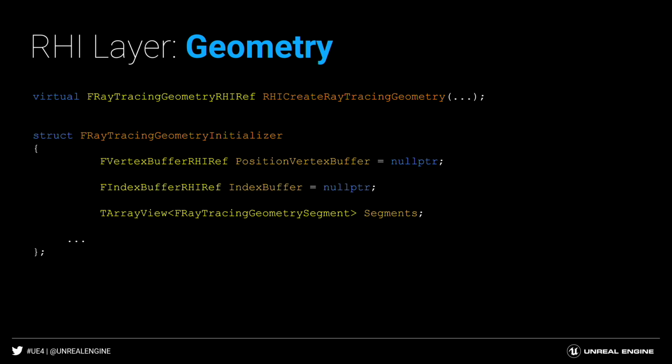So this is a ray tracing geometry, and this just contains an arrangement of vertex positions and indices. It's basically a mesh. Embedded here we also have the concept of geometry segments, where a segment is just a subrange of the verts and indices. This contract allows us to bind a different material to different parts of the same mesh. It's very similar to static mesh sections in the raster pipeline.